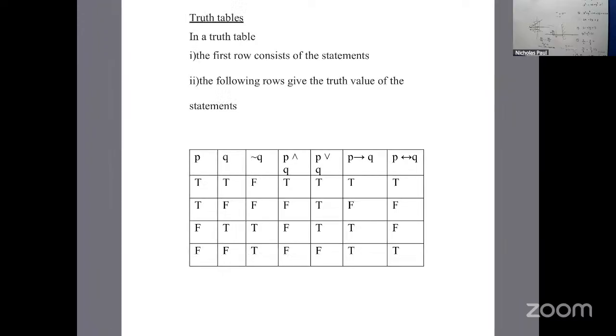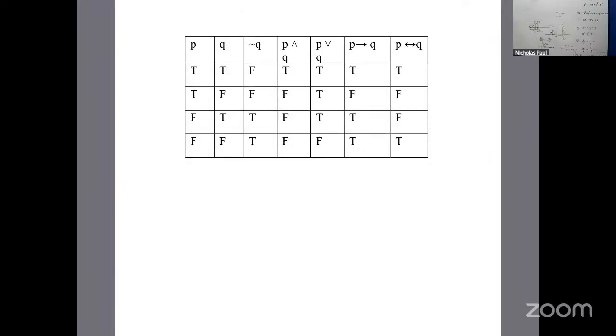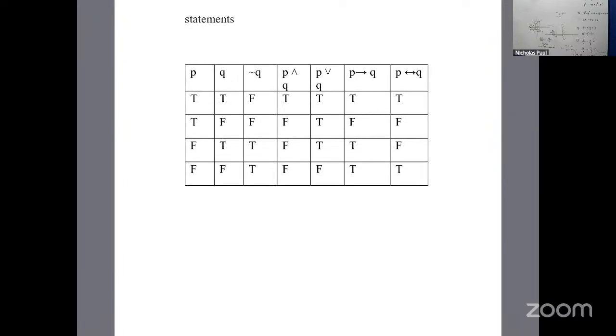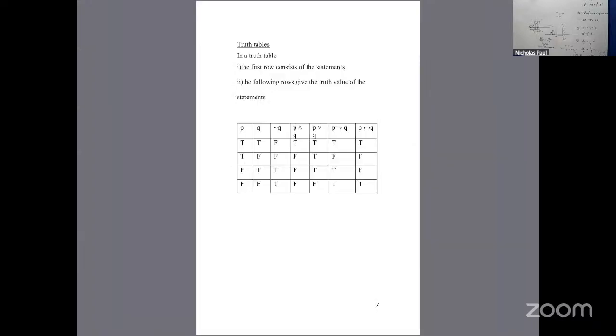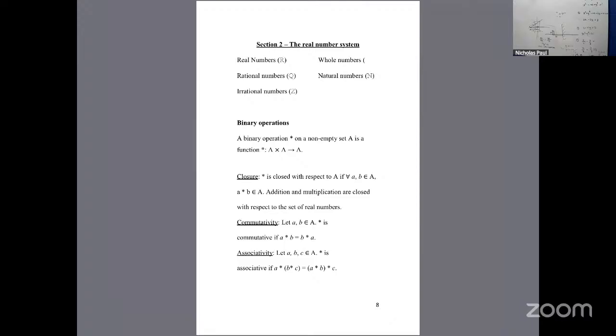Here we have truth tables. You should remember how to fill this out. What will happen if you have two variables? How many options do you have? 4. If you have 3 variables, how many options do you have? If you have 4 variables, 16, right? 2 to the power of 4.